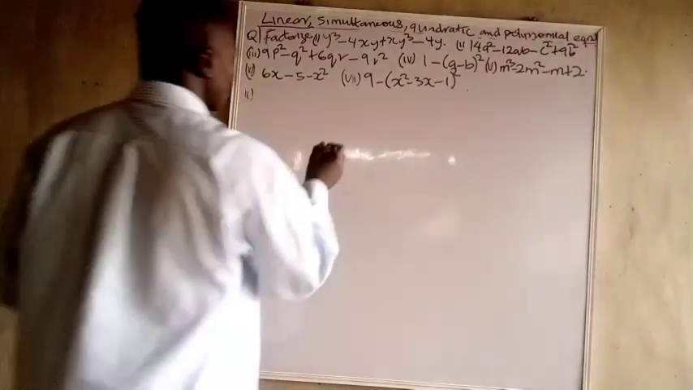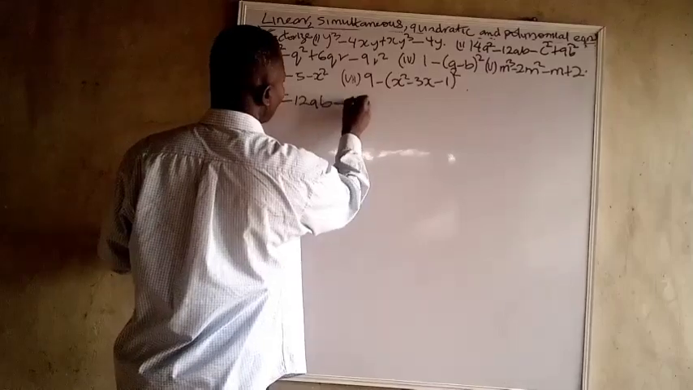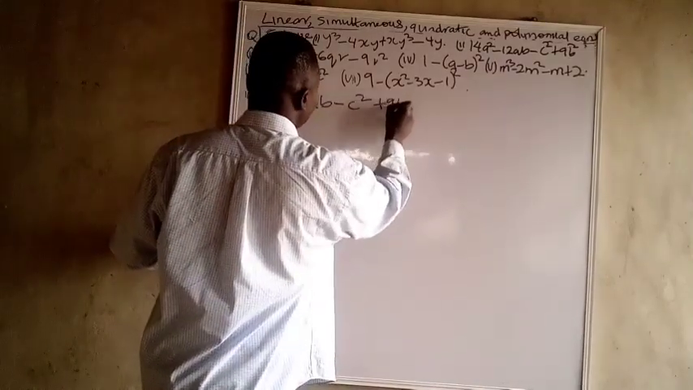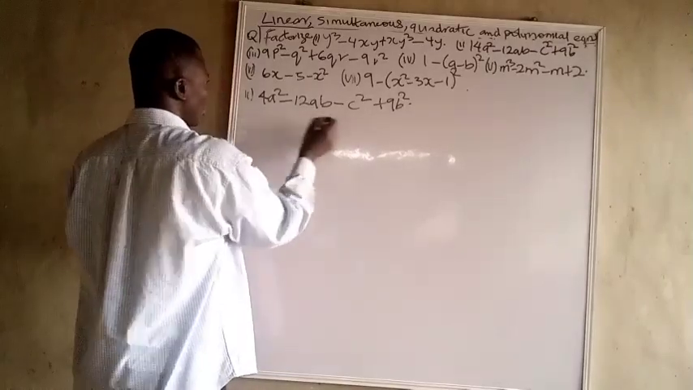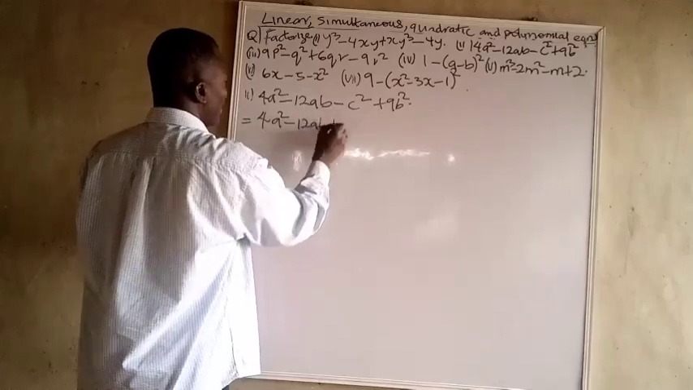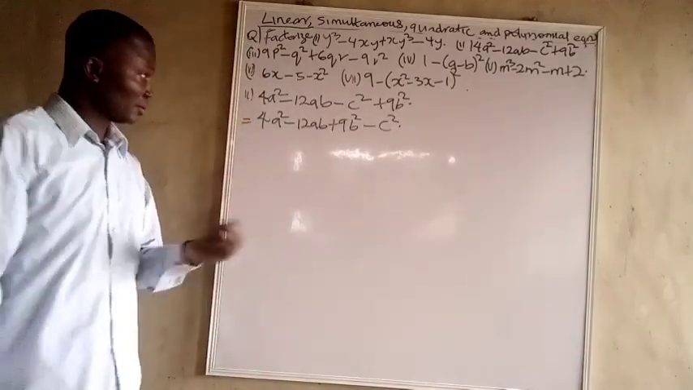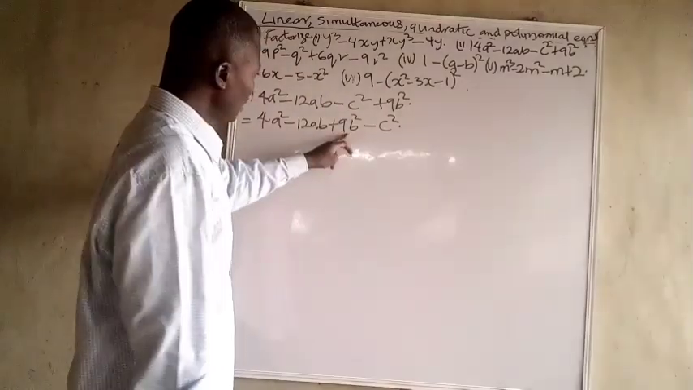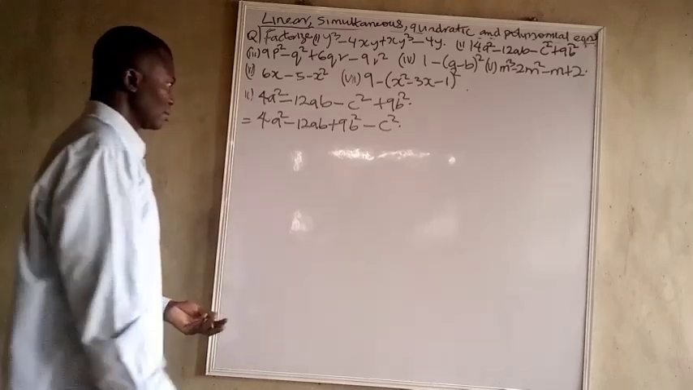So this one is 4a squared minus 12ab minus c squared plus 9b squared. So for factorization of this, we might need to rearrange. So we are going to have 4a squared minus 12ab plus 9b squared minus c squared. Now we need to look for two numbers whose product is 4 times 9, that's 36, and the sum is minus 12.